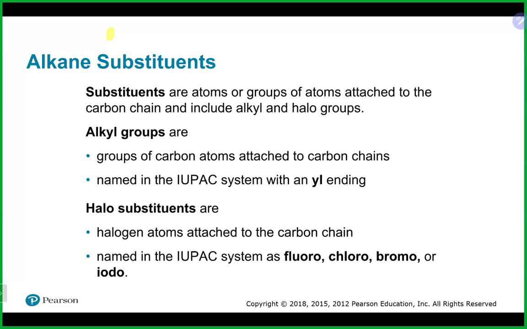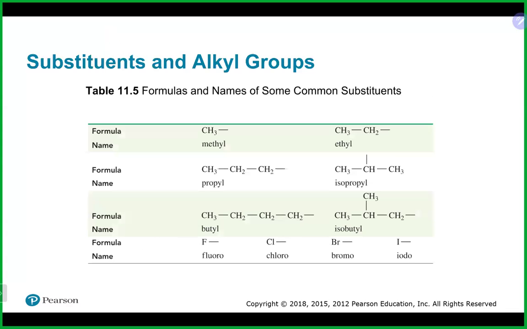Now, if you have a halogen, they're named a little bit differently, and halogens, which are group 7 on the periodic table, do find their way into organic chemistry a lot. So fluorine is known as fluoro, chlorine is known as chloro, bromine is known as bromo, and iodo for iodine. So that is how you name halogens if you have halogens attached: fluoro, chloro, bromo, and iodo for iodine.